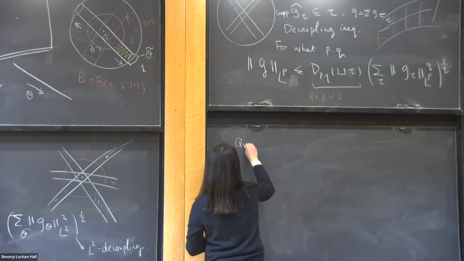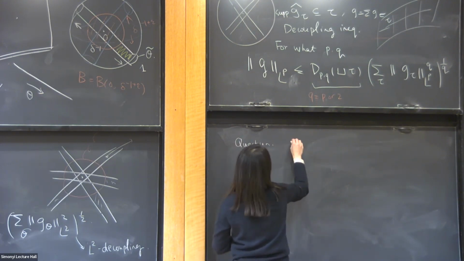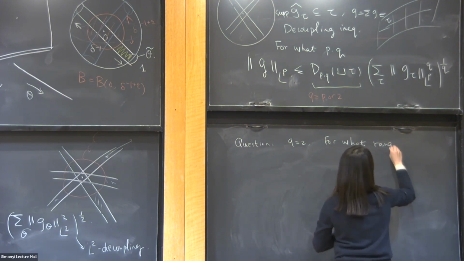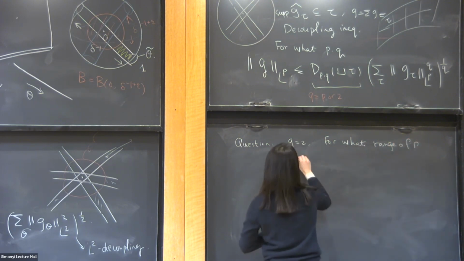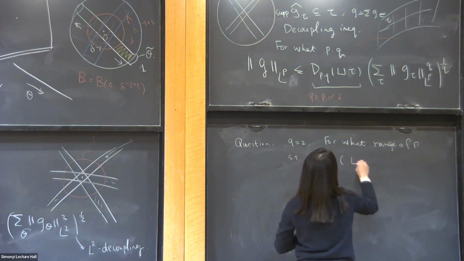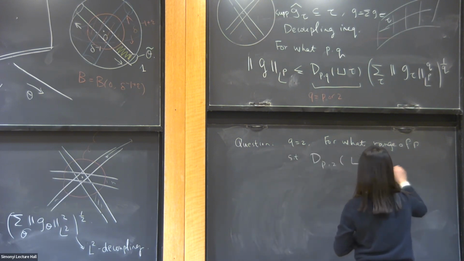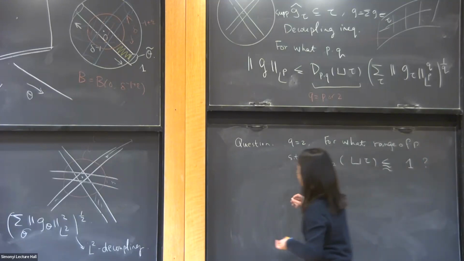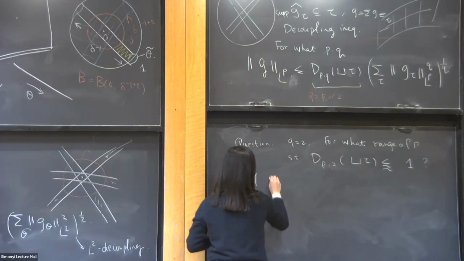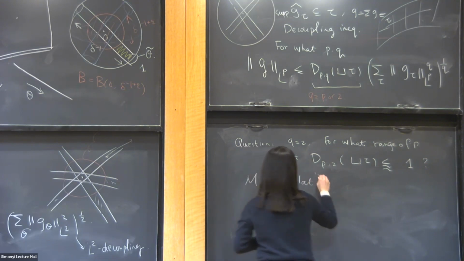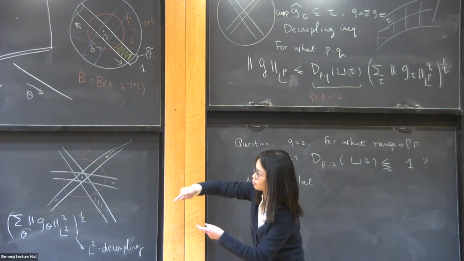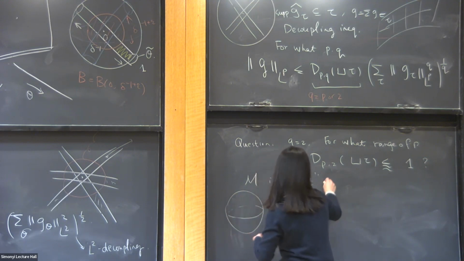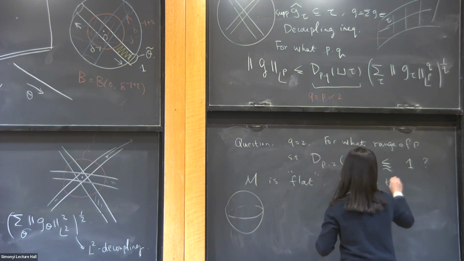The kind of question one asks is, let's say Q equals 2, for what range of P is the decoupling constant bounded, up to some epsilon power, by a constant. One thing is when M is flat. For example, in our enemy example for projections, when this corresponds to our lambda being on this gray circle, then P equals 2 is the best possible.